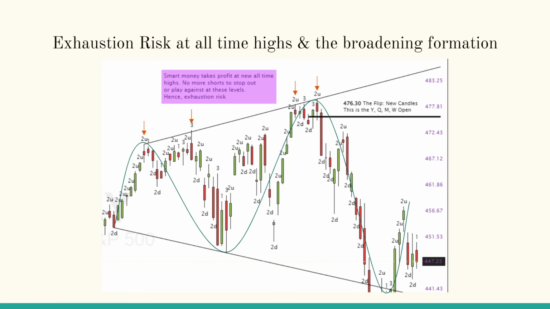This is another thing about the broadening formation and exhaustion risk. You'll notice, see these red arrows? Every time we hit a new high or a new all-time high, what happens? It's not sustainable. So you'll make a high, and then a low, and then a new high, a new low. This is a broadening formation. And also, back to Rob's point about support and resistance not being horizontal, because if that were true, we would never make lower lows or higher highs.